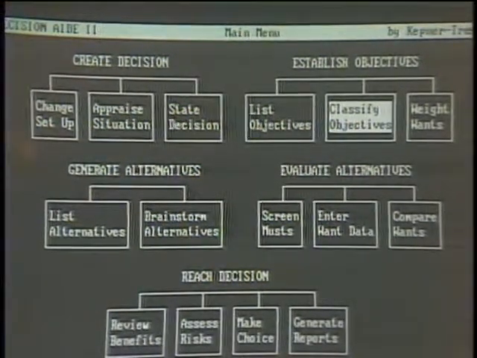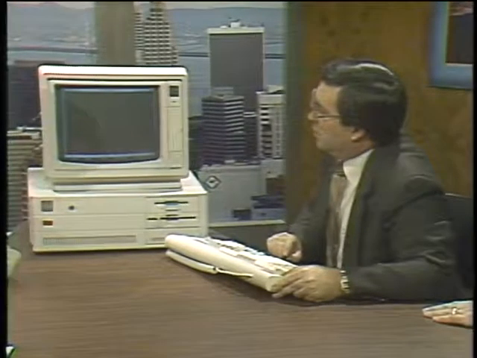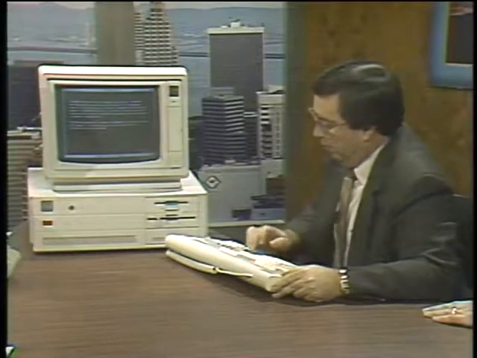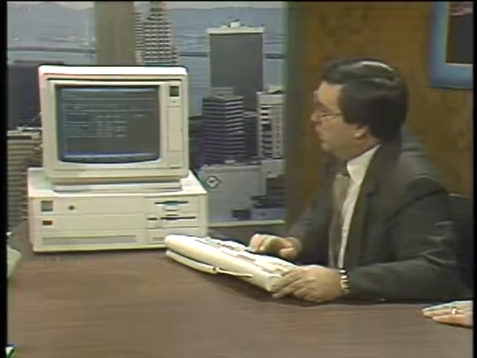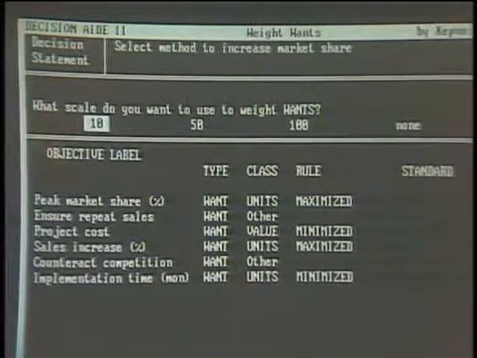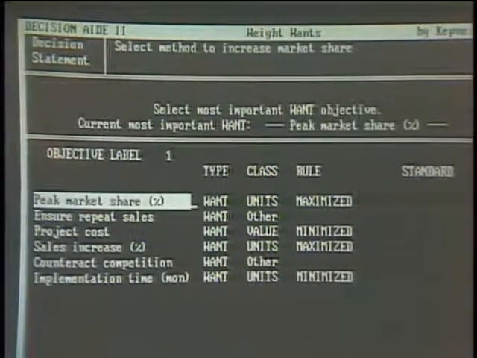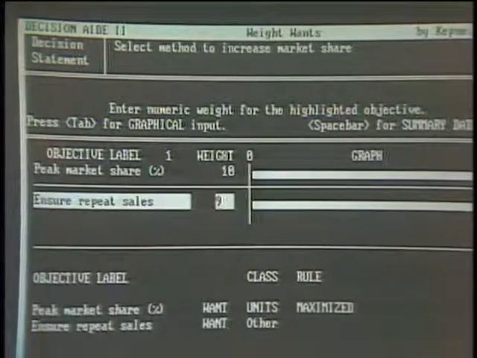What we would do in moving through to this point is list our objectives and break them into musts and wants. One of the key things is weighting the objectives, and we can take a look at that. The purpose of this is to give a weighted value to the want objectives, or the benefits of the decision. We use a 10-point scale here, and we determine the most important want, and then compare the others to it.